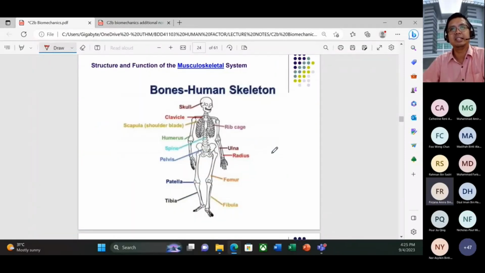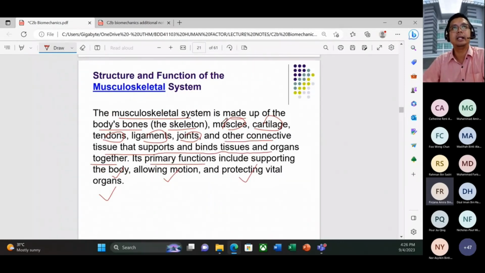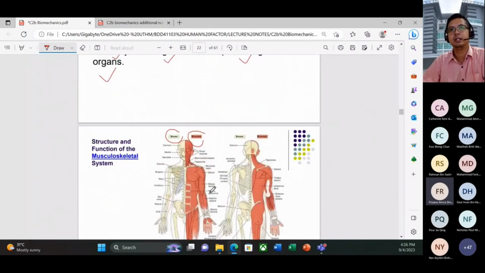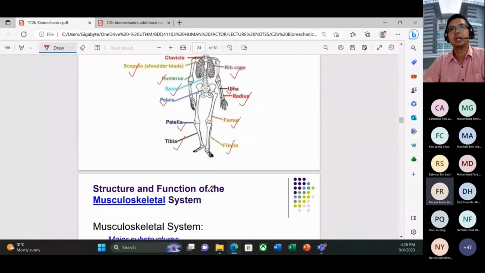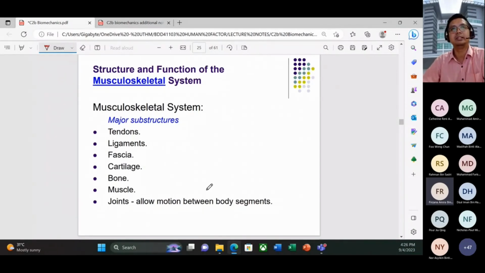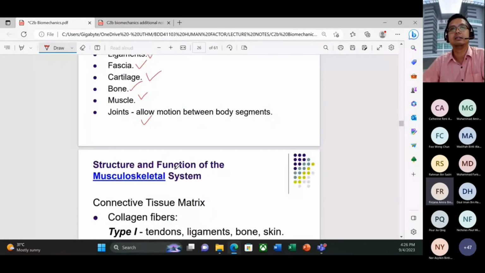And this is our human skeleton. We have skull, clavicles, scapula, rib cage, humerus, spine, pelvis, ulna, radius, femur, patella, tibia, fibula. So this is the structure of the human skeleton, or the musculoskeletal system. Again, I repeat, it is made up of the body's bone, skeleton, muscle, cartilage, tendon, ligament, joint, and other connective tissue in order to support and bind tissue and organs together. And the major substructures are tendon, ligament, fascia, cartilage, bone, muscle, and joint, allowing motion between body segments.